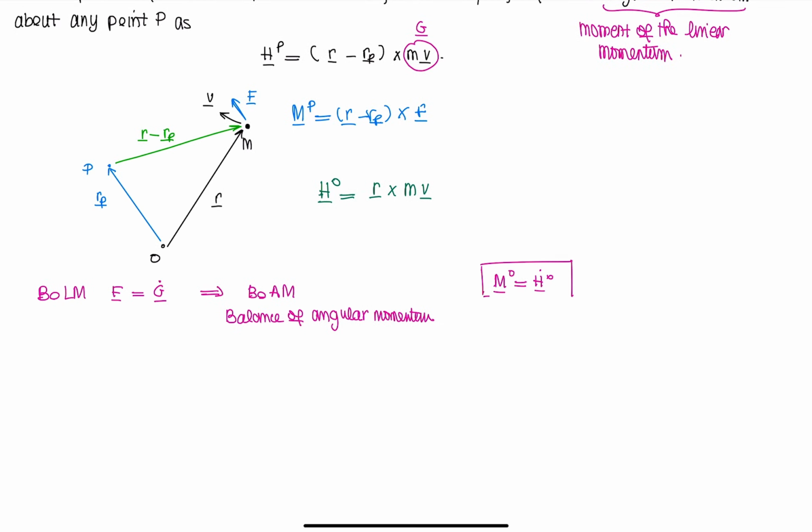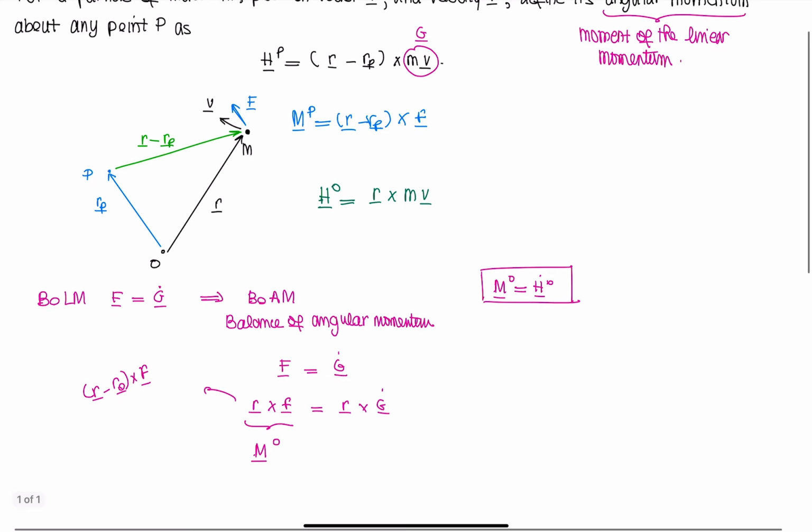Cool. So then, let us start with the balance of linear momentum. F is equal to g dot, and if I take the cross product, r cross F is equal to r cross g dot. So I'm just taking r, crossing it with both sides of the equation from the left. This is just the moment of the force F about O, right? Because you can think of this as basically r minus r_O cross F. By definition, the moment of the force F about O.